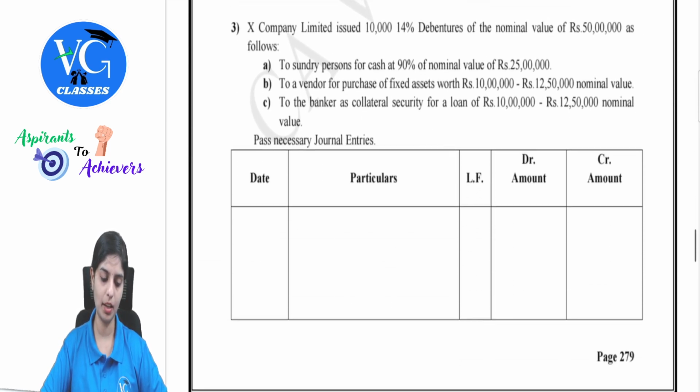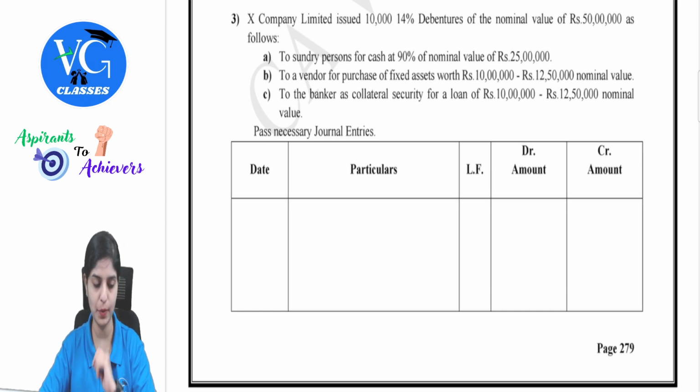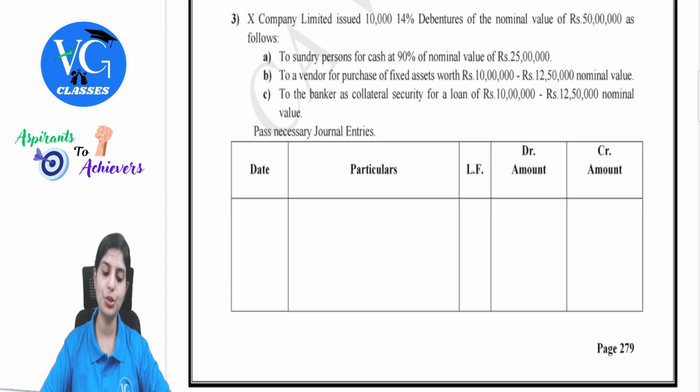Next. X company issued. This is an important question. Already have been asked in one of the exams. So focus and understand it well. X Company Limited issued 10,000 14% debentures of the nominal value of 50 lakh as follows. To sundry persons for cash at 90% of nominal value of 25 lakh.